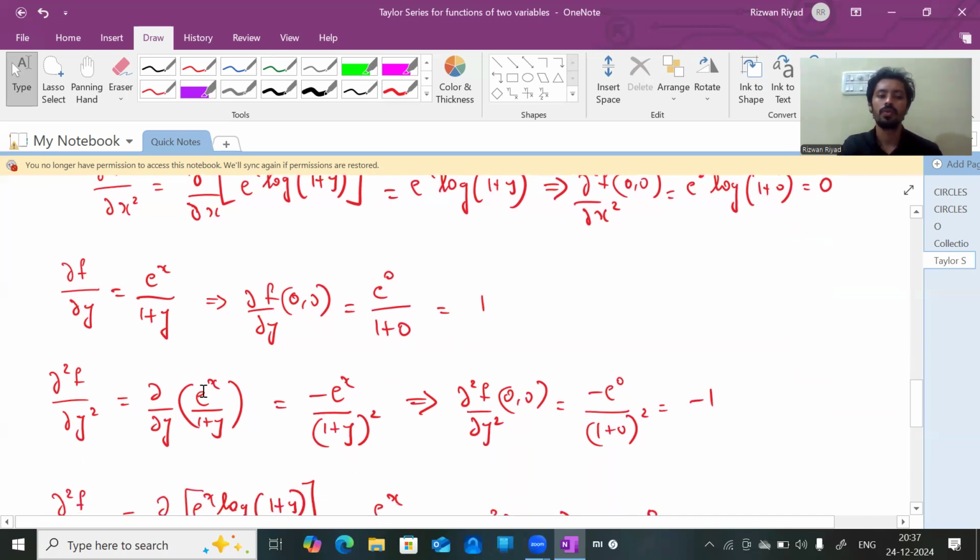Okay. So here also you can take e^x as constant, and the derivative of 1/(1+y) becomes −1/(1+y)². Derivative of 1/y is −1/y², right? Like that. So now let's find the value at (0, 0).